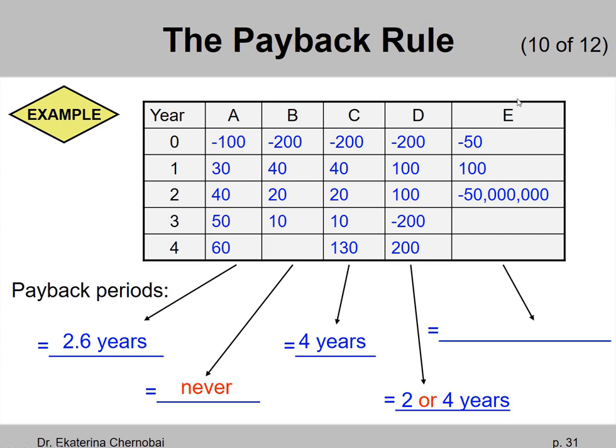Now, what about the last project, project E? If we invest $50, in 1 year we get back 100, and in 2 years we'll lose $50 million, a huge amount, right? What's the payback period? Here we again have 2 payback periods. After half a year, we recover 50, but then we lose a lot of money and we never recover it if we wait any longer. So the 2 payback periods here are 6 months, half a year, or never. And again, what if our cutoff is, let's say, 3 years? Do we accept it or do we reject it? It's a problem.